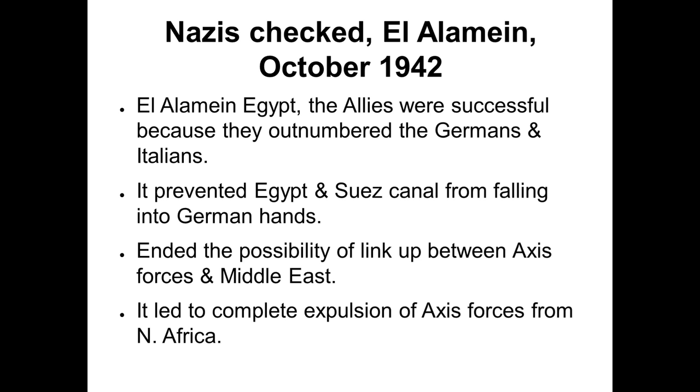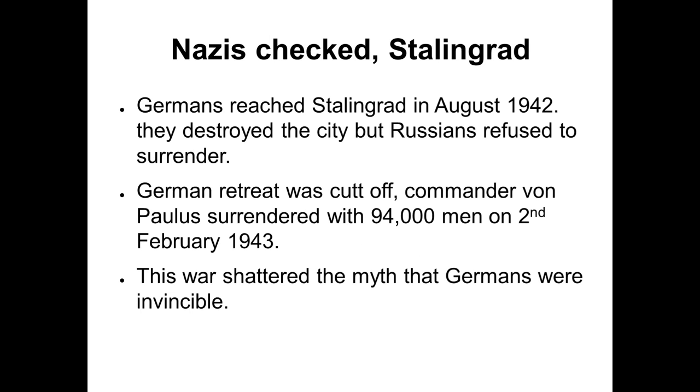Now, Stalingrad, okay, the Russian city. They said that they destroyed the city, but they could not defeat the Russians. German retreat was cut off. Commander von Paulus surrendered with 94,000 men on 2nd Feb 43, and this war shattered the myth that Germans were invincible.